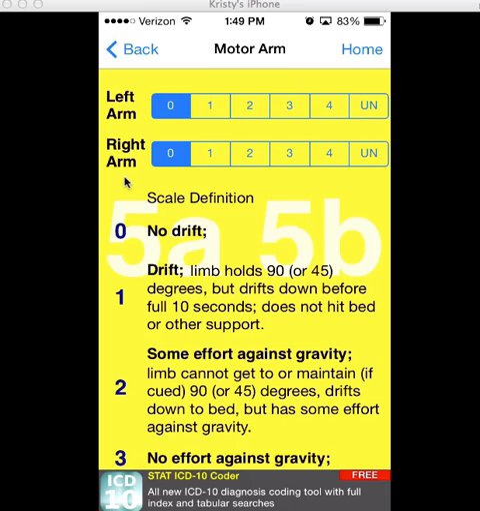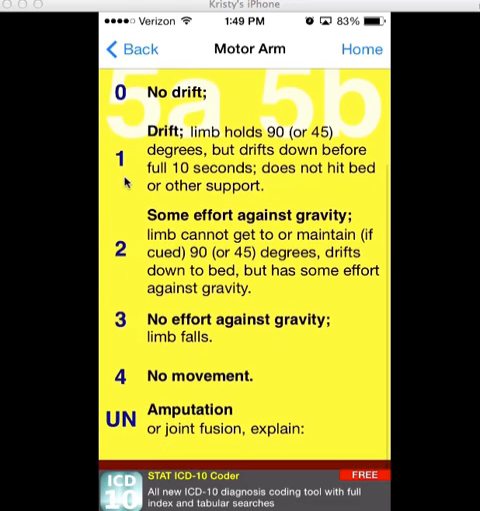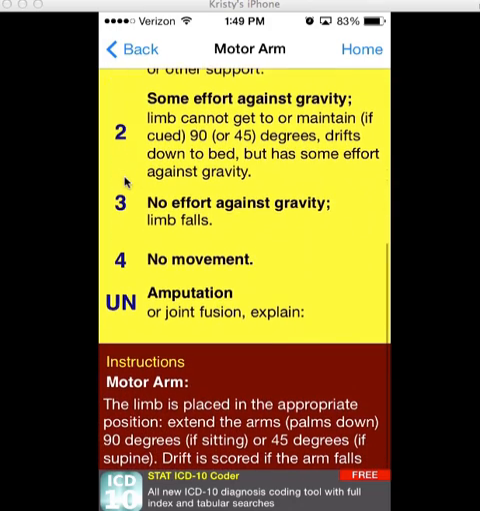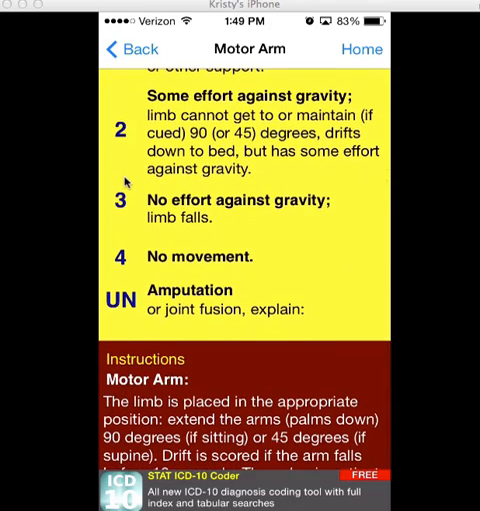The limb falling to the bed within 10 seconds but does resist gravity will score a 2. If the limb falls directly to the bed and there's no effort against gravity, a score of 3 will be given. If there's no movement, the examiner will score a 4. On this test, you are able to put a UN, which means you're unable to test, if there's an amputation or a joint fusion.